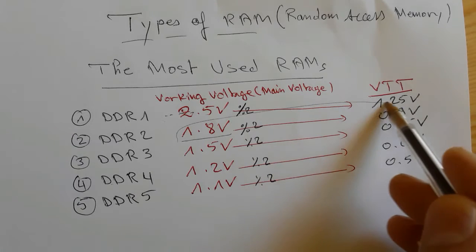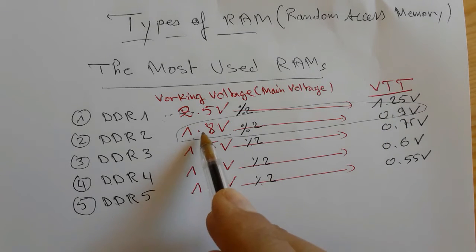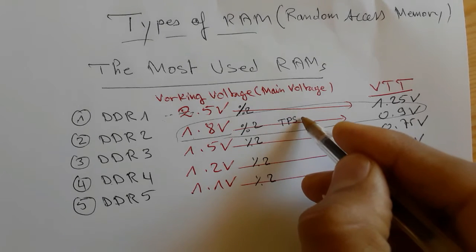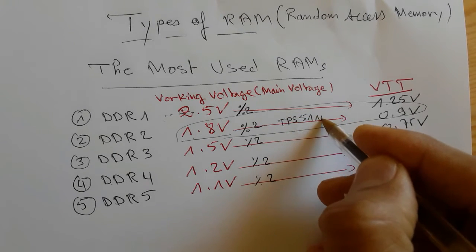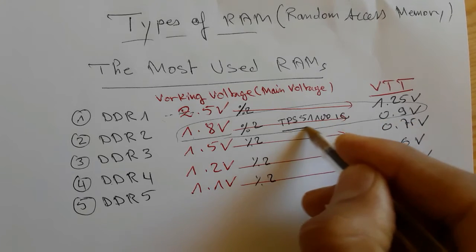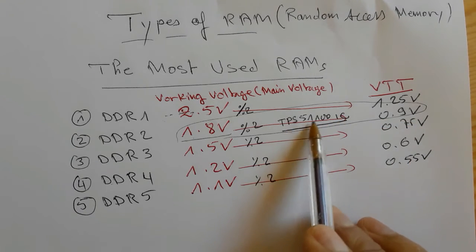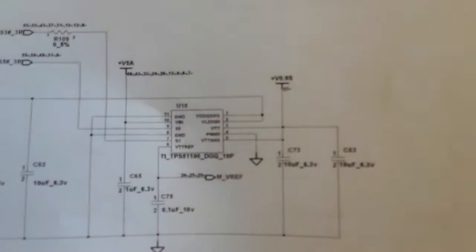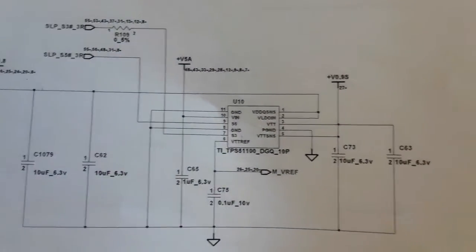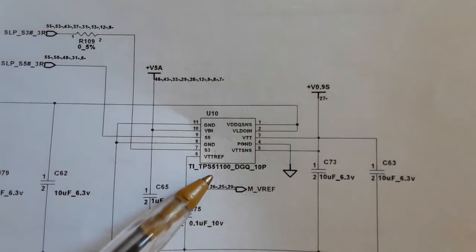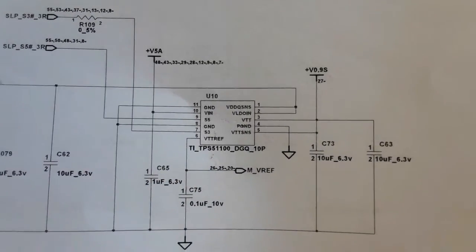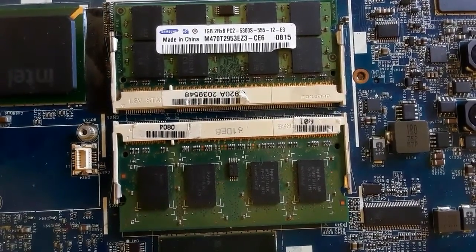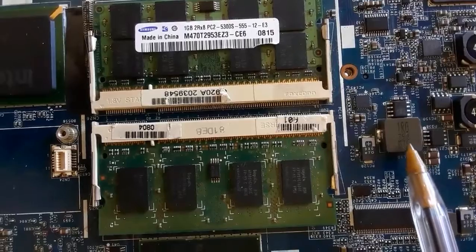So as you can see, we have seen that from 1.8 volt, we get 0.9 volt using the IC, the TPS51100 IC. Okay? The same for other kinds of memories. We can get the VTT using this kind of IC. But there are many types of IC. Okay, this IC is to get 0.9 volt.